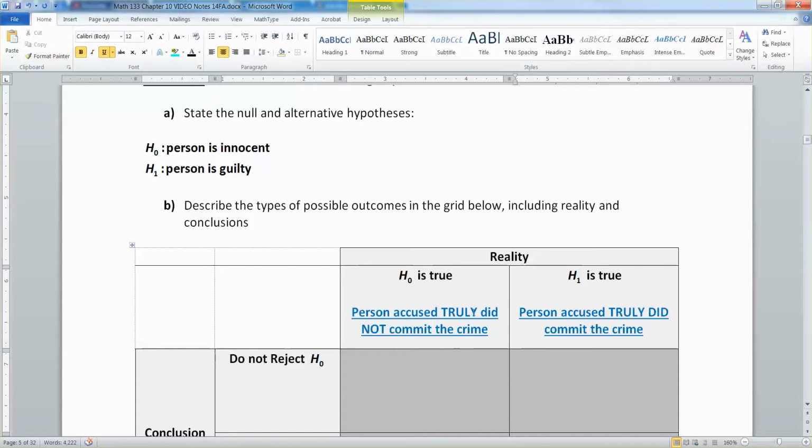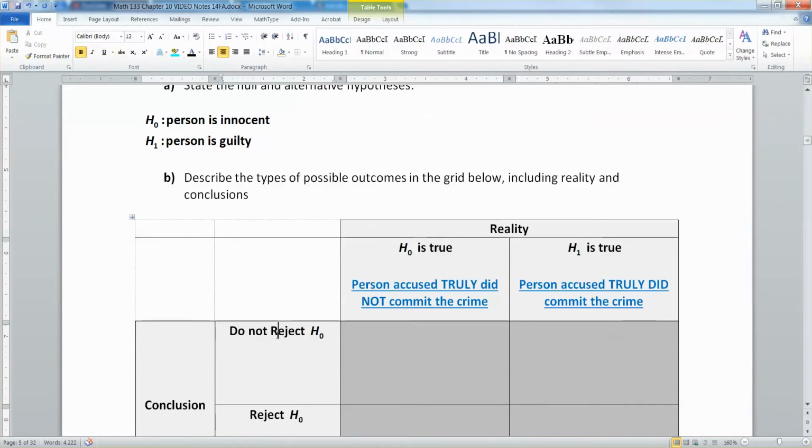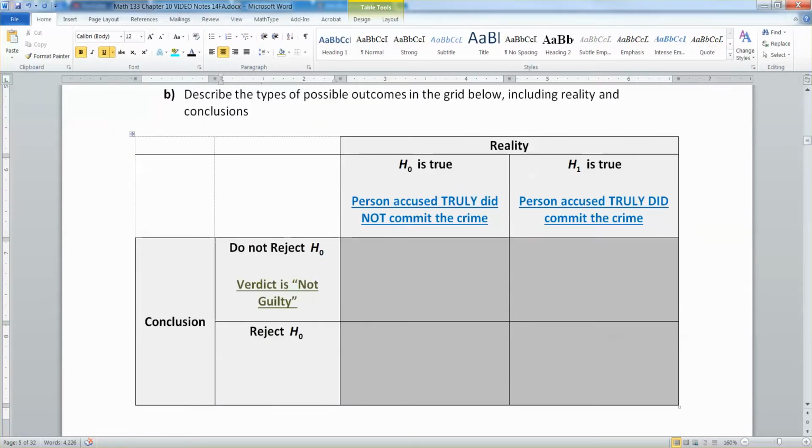Okay, so what are the possible verdicts? If we do not reject the null hypothesis, that means we let the null hypothesis stand, which means the verdict is not guilty. Okay, that would be that verdict. If they reject the null hypothesis, they're rejecting the innocence of that person, which means the verdict is guilty.